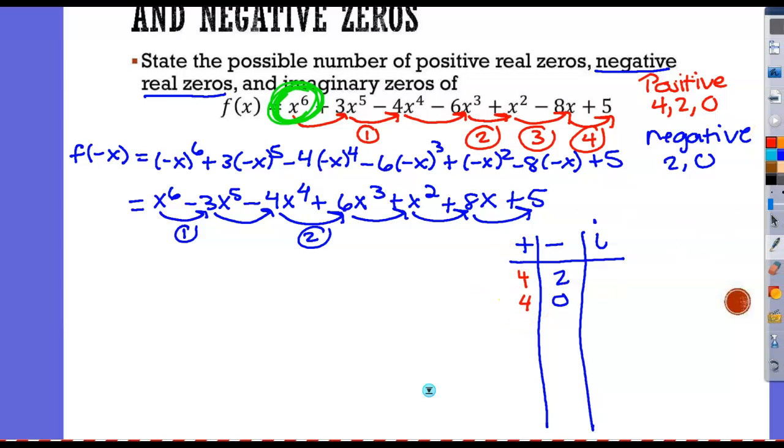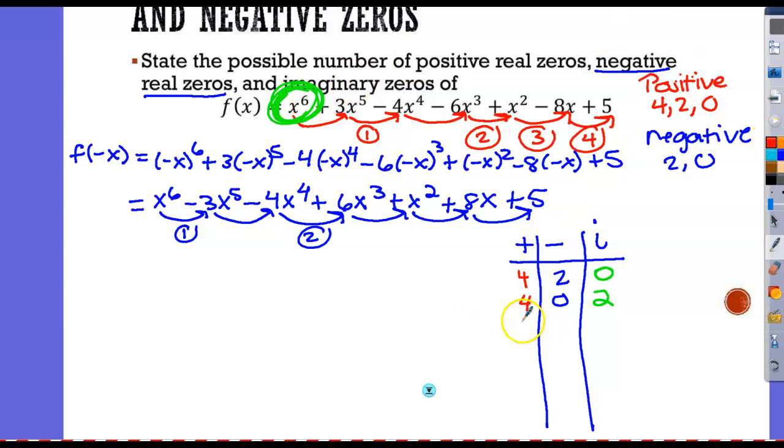And from there, I had to figure out how many imaginary zeros I could have. Going across, remember my total has to add up to 6. So if I have 4 positive and 2 negative, that leaves room for 0 imaginary numbers. If I have 4 positive and 0 negative, then that leaves room for 2 imaginary. I know that because it has to add up to 6.